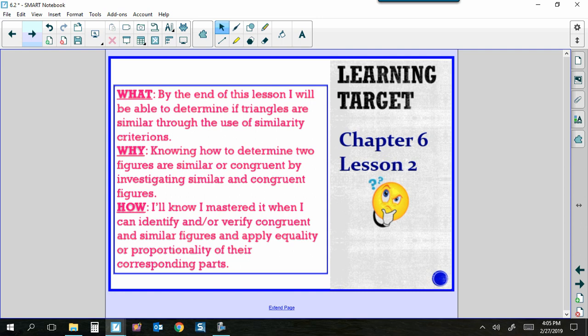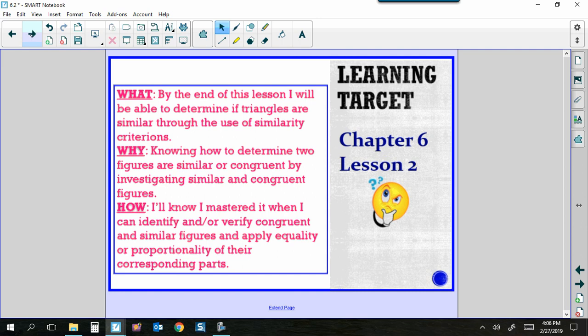Well, knowing how to determine if two figures are similar or congruent by investigating similar and congruent figures is really important. Like, are they kind of the same? Are they exactly the same? That's maybe something good to know. So how will you know it? Well, you can identify or verify congruent and similar figures and apply equality or proportionality of their corresponding parts.